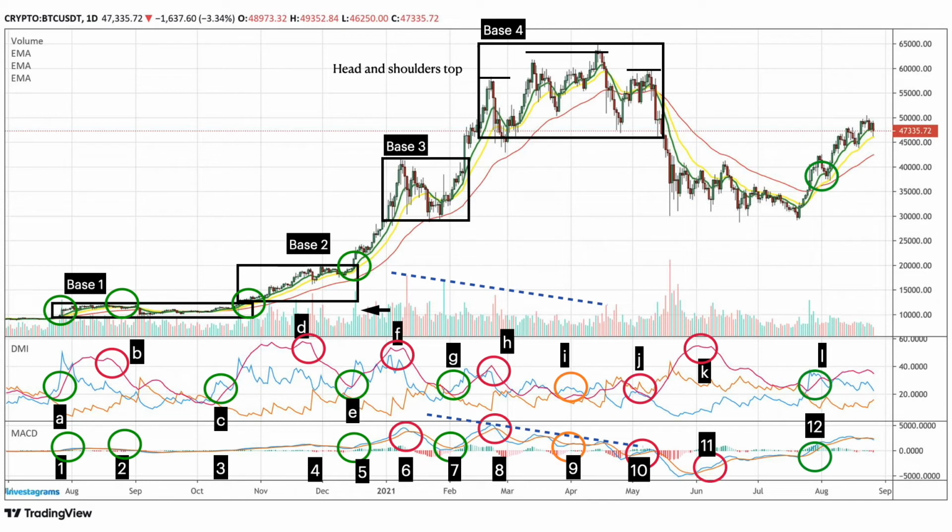So we can see the bearish and the bullish parts of this chart. The bullish parts is where the positive DI is higher than the negative DI and the MACD is greater than 0. The bearish part of the chart is where the negative DI is higher than the positive DI and the MACD is less than 0.